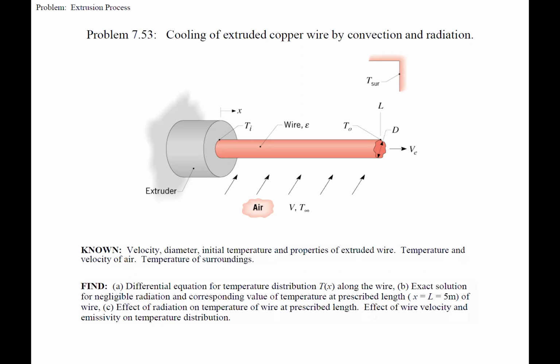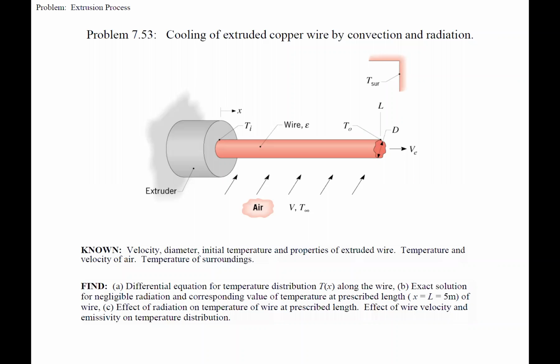Part B: now they give us a lot of parameters, and they say neglect radiation, obtain a closed form solution to the foregoing equation for a wire velocity of 0.2 meters per second, diameter 5 millimeters, air velocity of 5 meters per second, T infinity of 25 degrees Celsius, and an initial wire temperature T_i of 600 degrees Celsius. Compute the temperature of the wire at x equal to 5 meters. They give us the density and specific heat of the copper. They also give us the properties of air: the thermal conductivity, the kinematic viscosity and the Prandtl number.